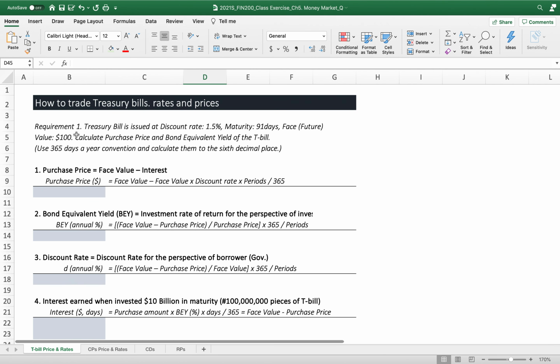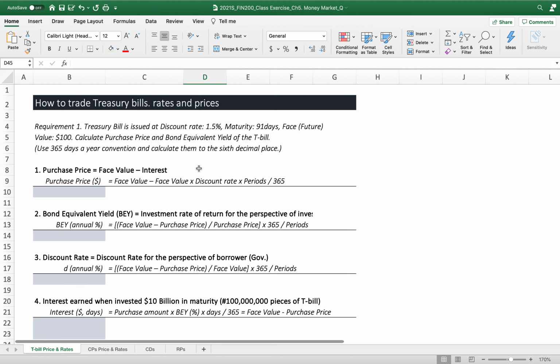Requirement number 1. The treasury bill is issued at discount rate 1.5%, maturity 91 days, face value or the future value is just 100 for one piece of a treasury bill. Calculate the purchase price and the bond equivalent yield of this treasury bill from the perspective of the investor. We also use the 365 days a year convention, and we will calculate to 6 decimal places.